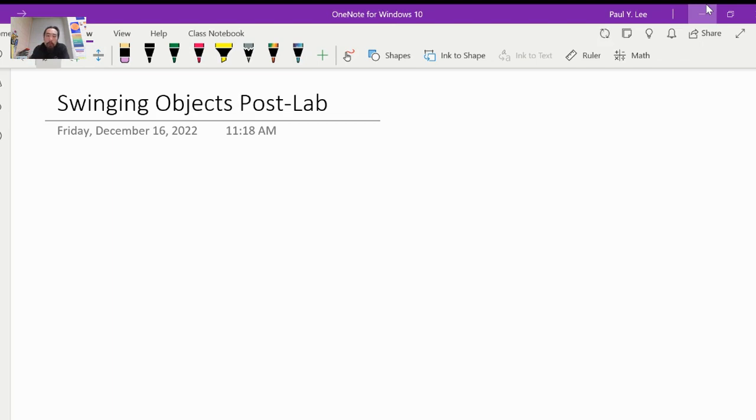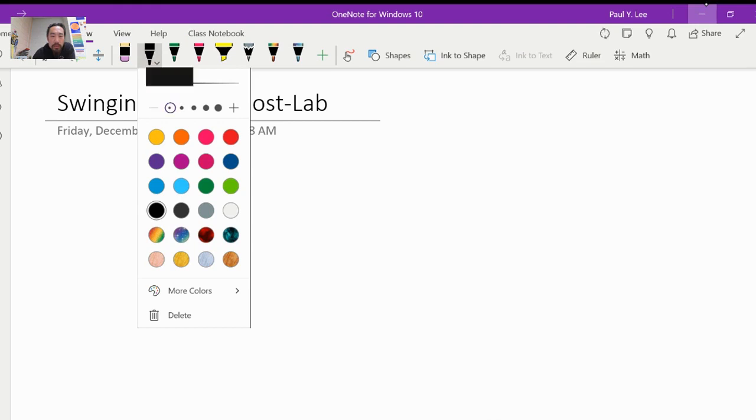In this video, we're going to go over the swinging objects post-lab, or the net center force model post-lab. All right, so let's begin. So that everyone's on the same page, I'm going to do a quick little sketch of our scenario.